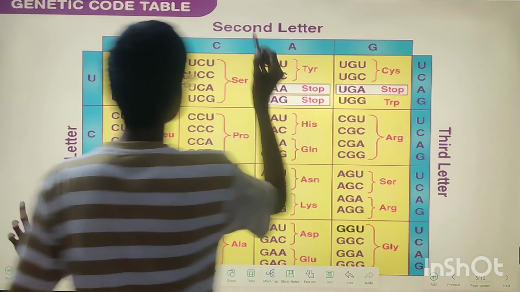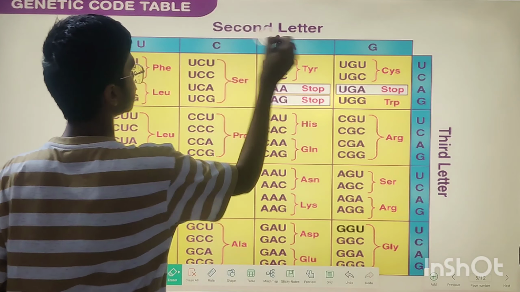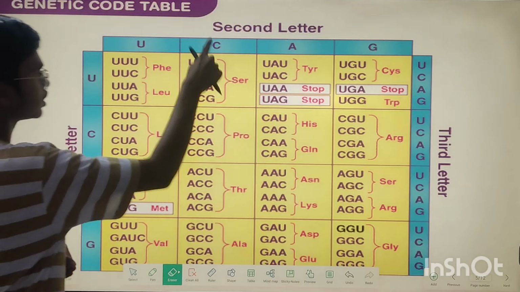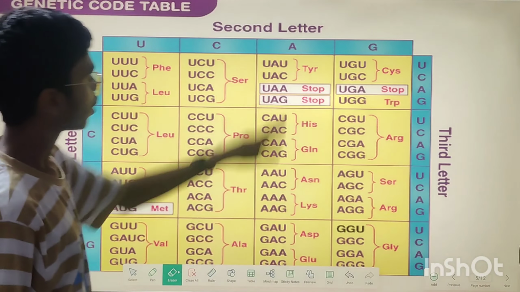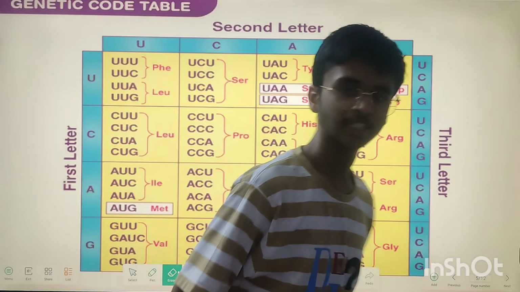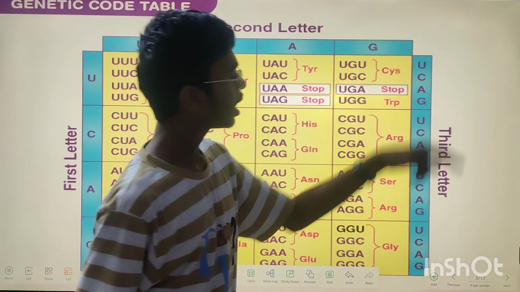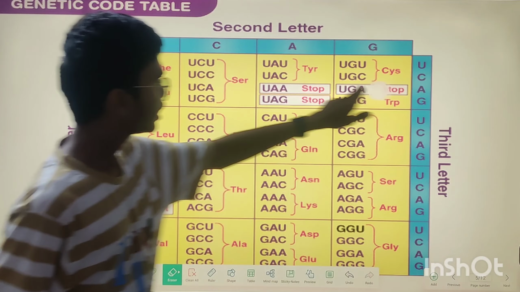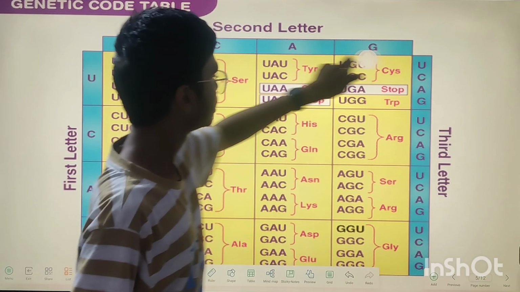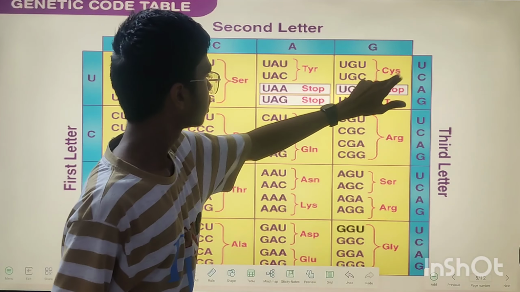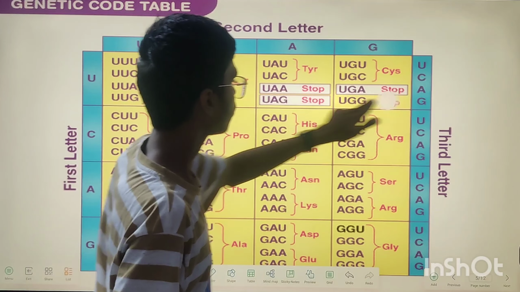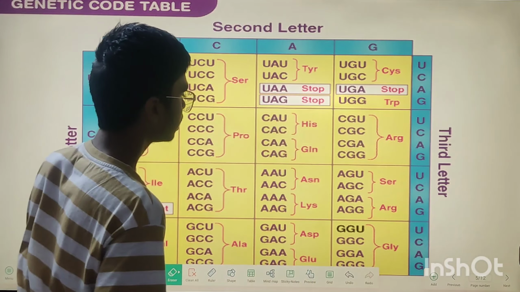Also, see, this is what the second letter is. Throughout this entire box, the second letter is U. Throughout this entire box, the second letter is C. Throughout this entire box, the second letter is A. Throughout this entire box, the second letter is G. Also, these are the third letter boxes. Here it's not like that throughout the entire box. In this first row, it is U. In this second row, it is C. In this third row, it is A. In this fourth row, it is G. Like that, it will continue.